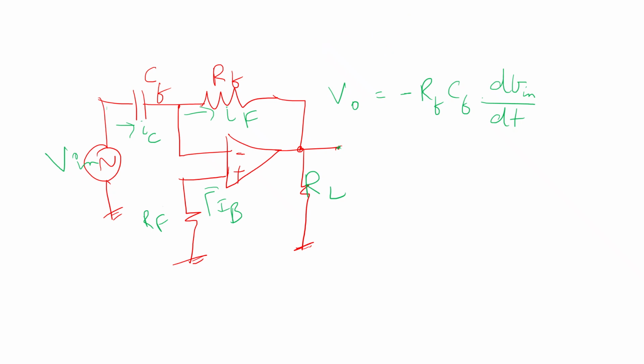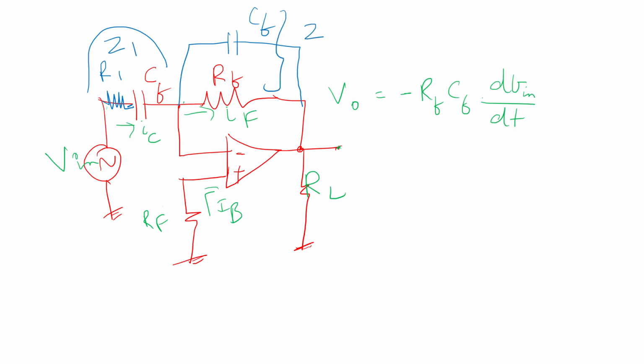To make it more practical, we are going to connect a capacitor parallel to the resistor and another resistor in series with the capacitor. So this pair forms an impedance and this pair forms an impedance. Analyzing in this manner, we could calculate the value of the output voltage.